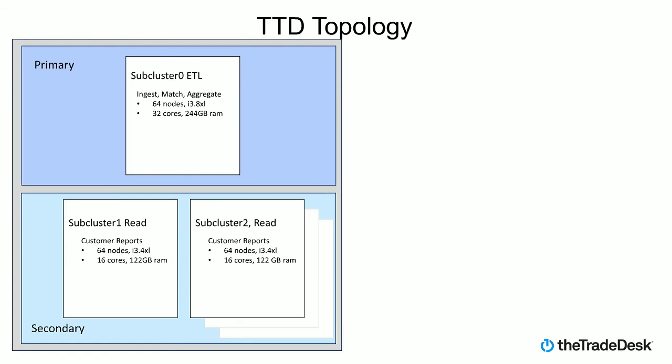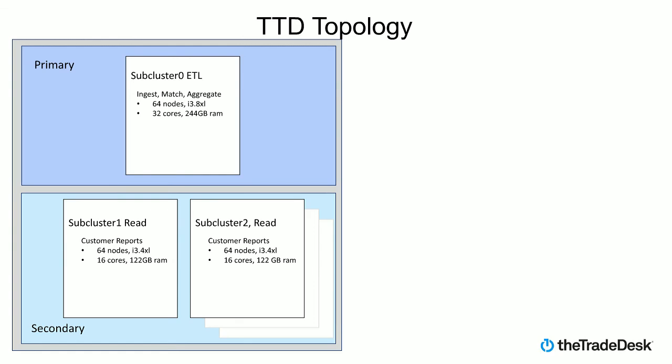But 32 cores, 244 gigs of RAM on each node, and I should have put the amount of NVMe, but I think it's 7 terabytes of NVMe storage. What that allows us to do is to basically ensure that everything this subcluster does for ETL is always in depot, and so that makes sure that it's always fast.